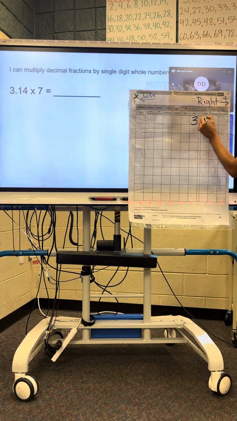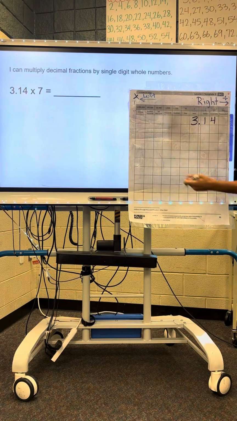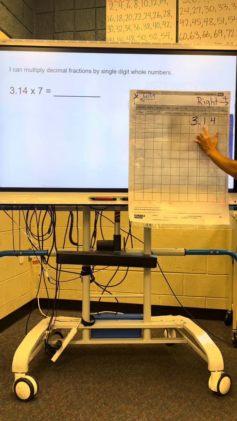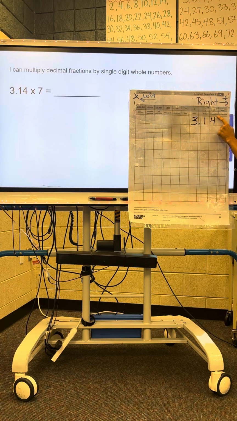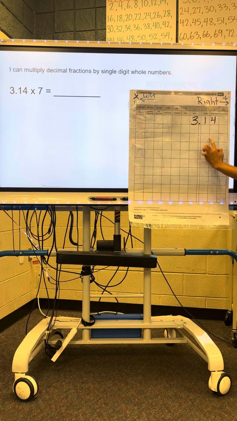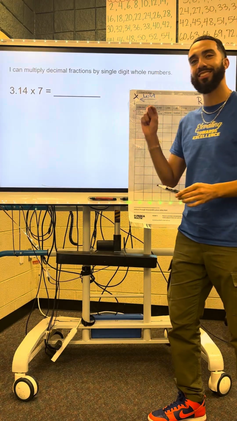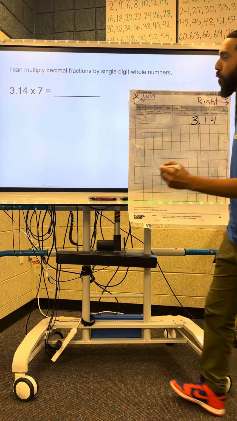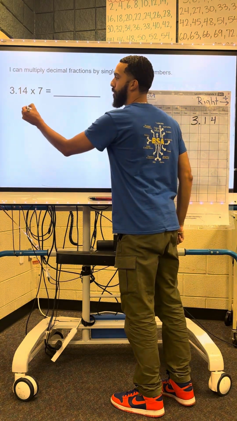And once you put that on the place value chart, it illuminates. What I want my students to think about is, where does this number end? It ends in the hundredths place. So altogether, we have 314 hundredths. And we are gearing up to use the standard algorithm. So I'm going to take 314 hundredths and rewrite it.